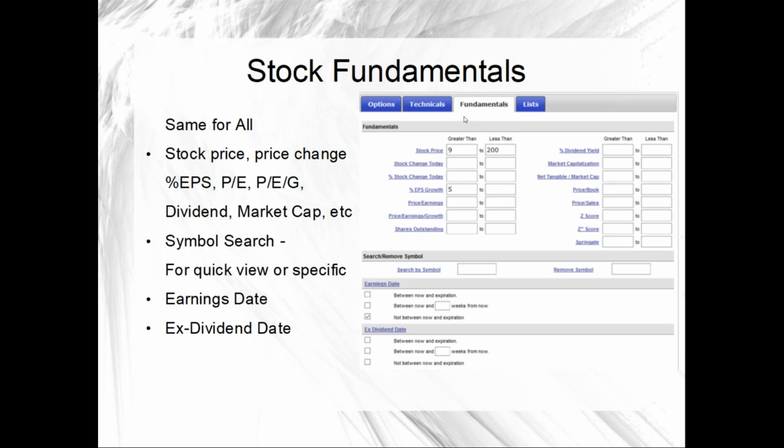All right, the fundamentals tab. Well, same for all strategies. You could set your limitation for stock price, change in the stock today, popular things such as the earnings per share growth, PE ratio, PEG ratio, dividends, just a screen for stocks that pay a certain percentage dividend, market cap, looking for larger, mid, or even small cap stocks. Of course, there's also bankruptcy indicators with the Z prime score, and Springgate.